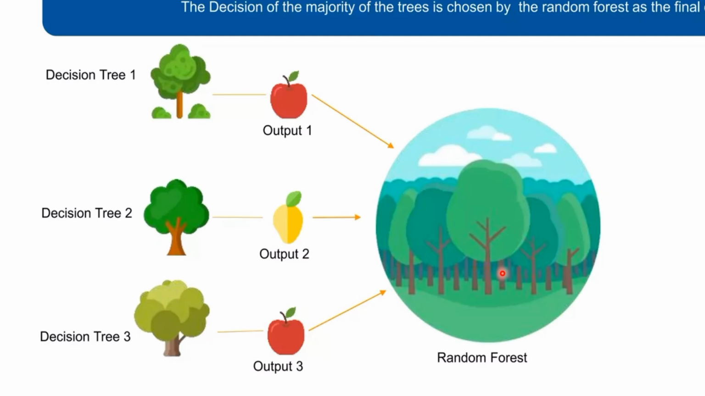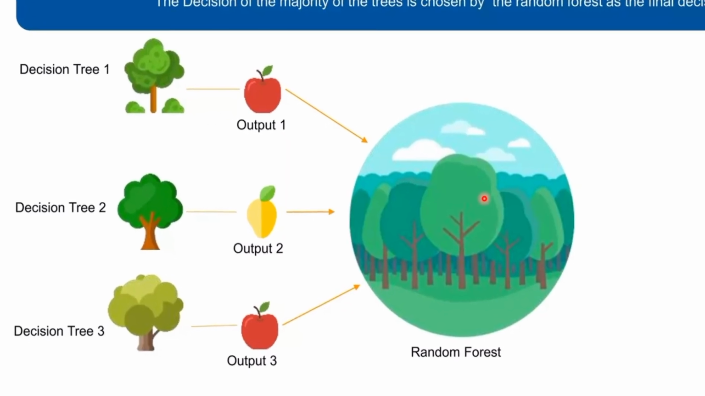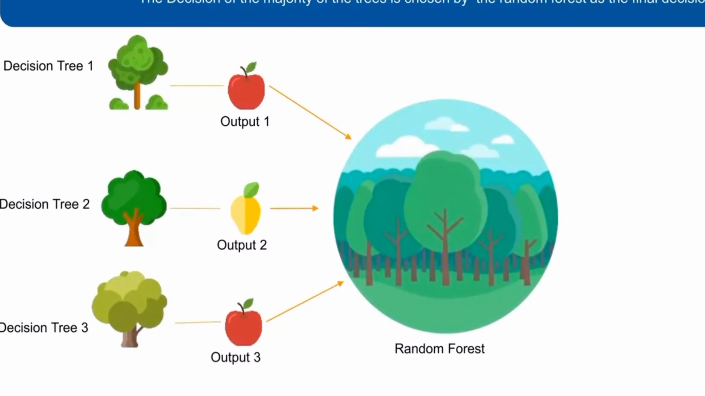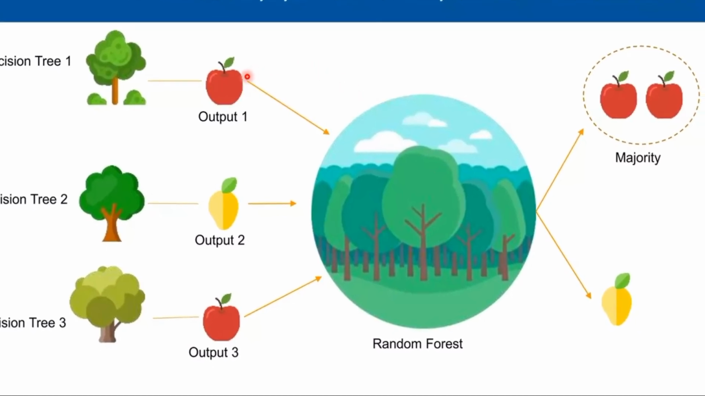A forest is nothing but a collection of trees, and among the many trees we have to define the output based on the majority voting. Here the majority of the output is identified as apple. So we have to split which one is majority and minority. The final decision is taken as apple.